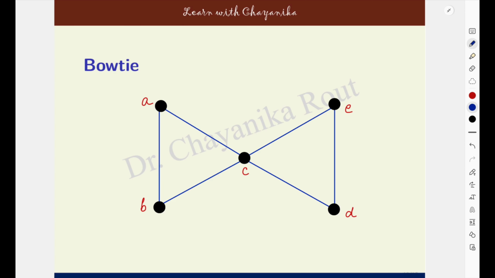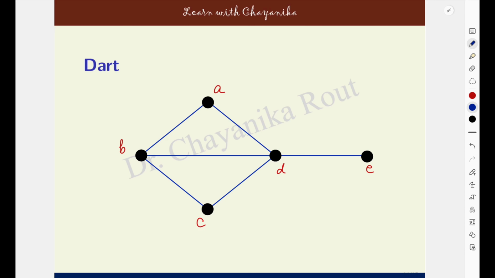The next one is the bow tie graph, and as the name suggests, it looks like a bow tie. The next one is the dart graph. The dart graph can be easily drawn from the kite graph that you can relate. So these are some particular named graphs that I have mentioned in today's lecture.